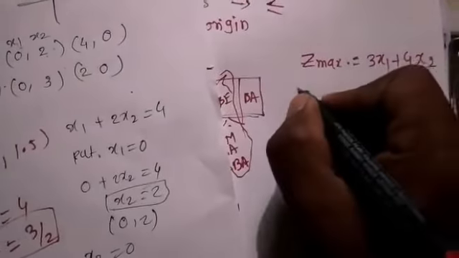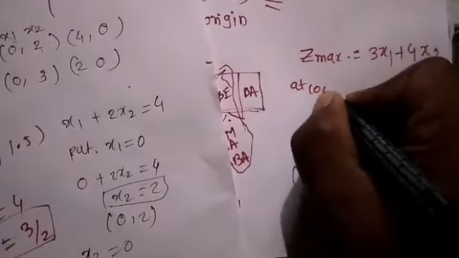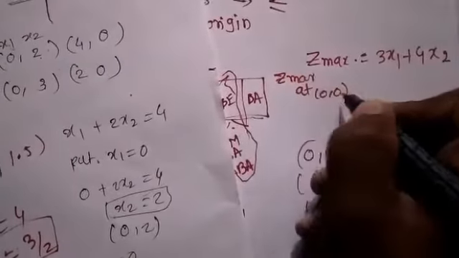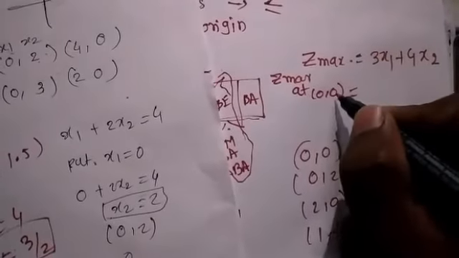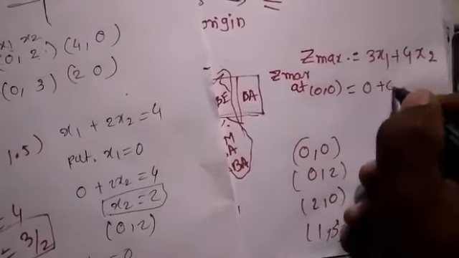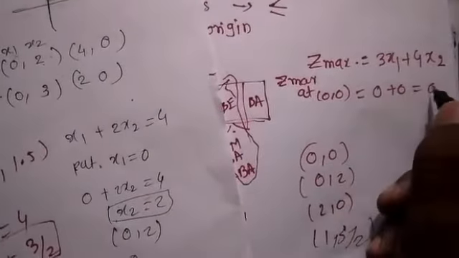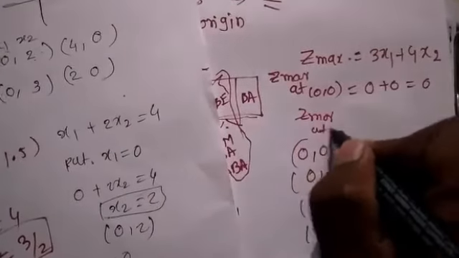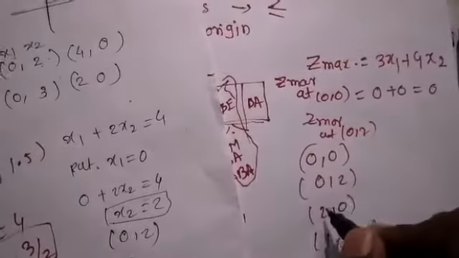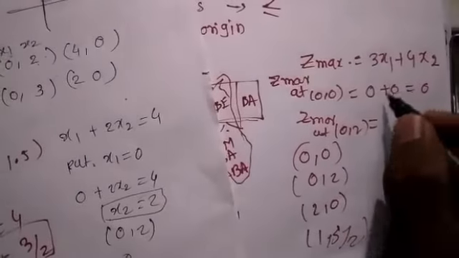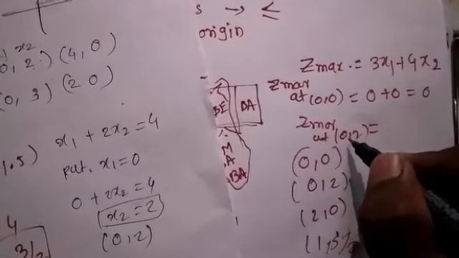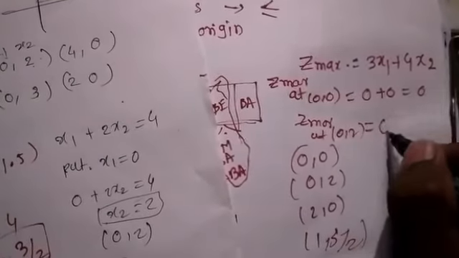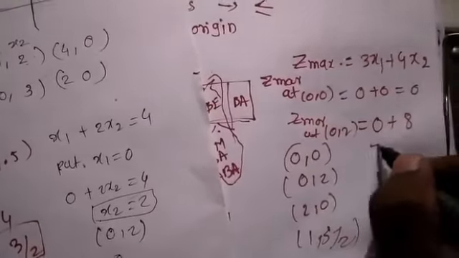So I am putting the first coordinate 0, 0. So z max at 0, 0: x1 is equal to 0, x2 is equal to 0. If I put x1 equal to 0 and x2 equal to 0, then the answer is 0. Z max at 0, 2, this is the second coordinate I am putting. What is 0, 2? x1 is equal to 0, x2 is equal to 2. If I put x1 equal to 0 and x2 equal to 2, we get 8.